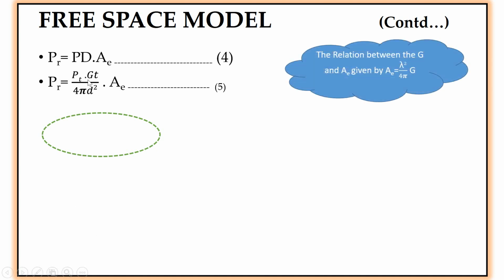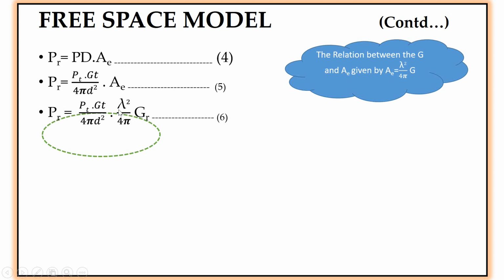Next, again, I'm going to consider a relationship between G and AE. It is given by AE is equal to lambda square divided by 4 pi into G. Now substitute this AE in this equation. What comes? I've just substituted and got this. Look here, my 4 pi has been repeated over here, and it is fully confusing.